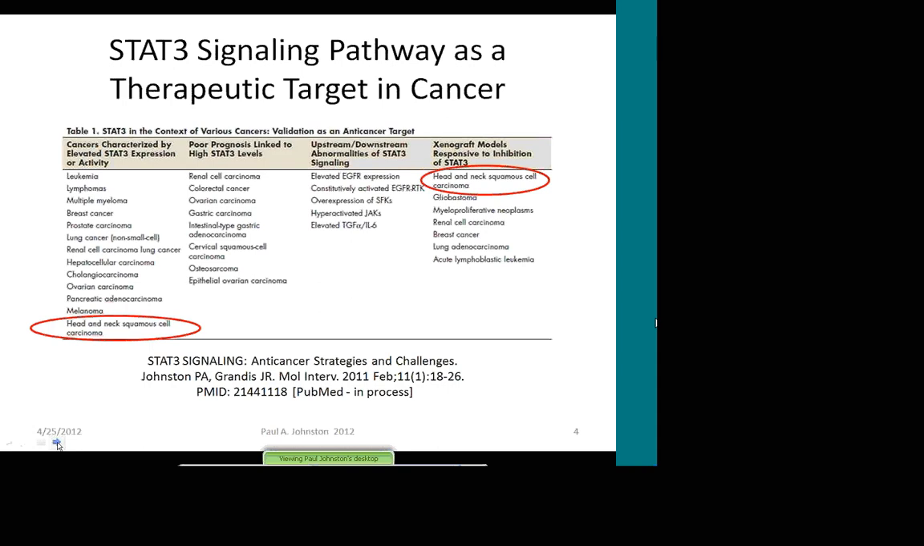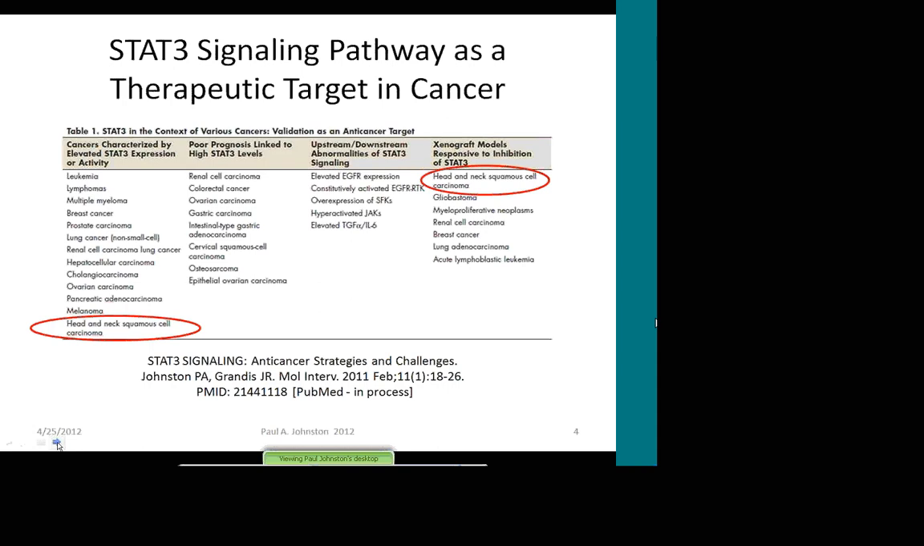As I said, STAT3 itself is not mutated, but there are a number of abnormalities in the STAT3 signaling pathway that lead to elevated STAT3 activation, including elevated EGF receptor expression, constitutively activated EGF receptor, overexpression of the Src family kinases, hyperactivated Janus kinases, and elevated TGF-alpha or IL-6 levels. And activated STAT3 has been implicated in a number of xenograft models.